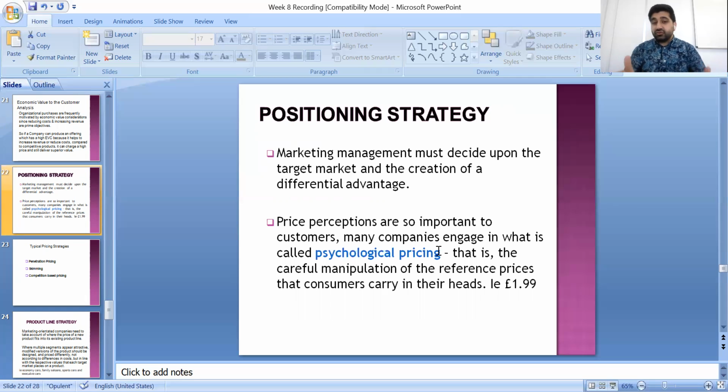Price perceptions are so important to customers. Many companies engage in what is called psychological pricing. So sometimes companies fix a price based on psychological pricing, for example £1.99 instead of £2. Basically, they are trying to attract customers. They are trying to position their product in front of customers. So this is an example of setting up the price.